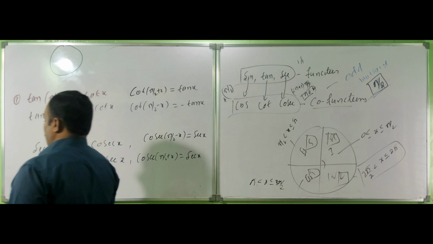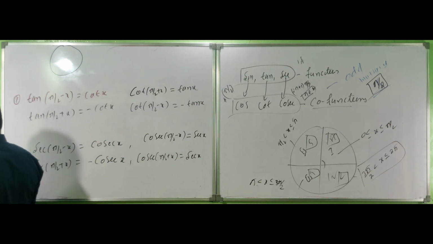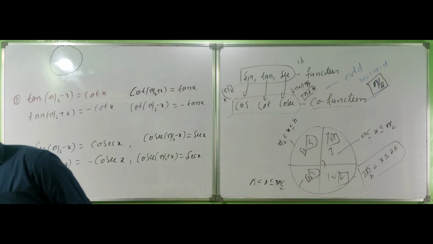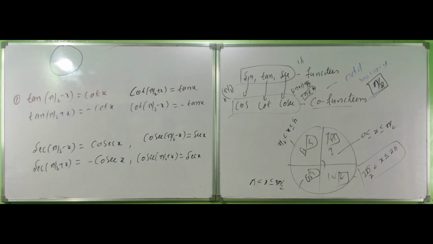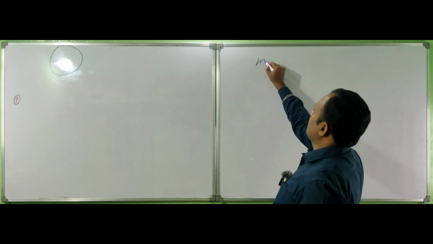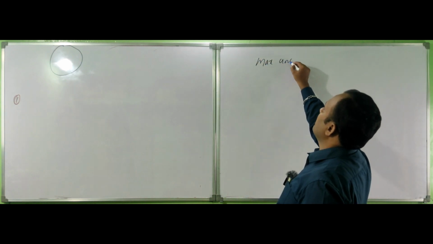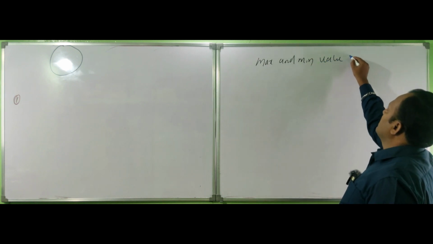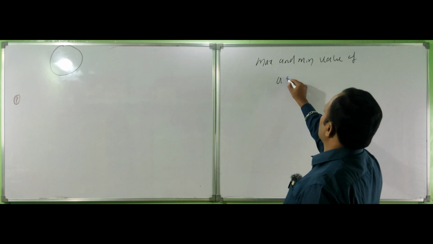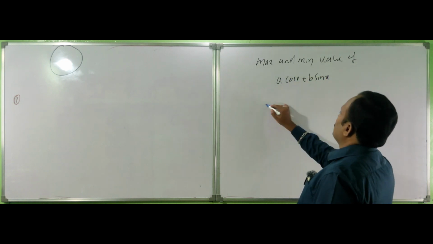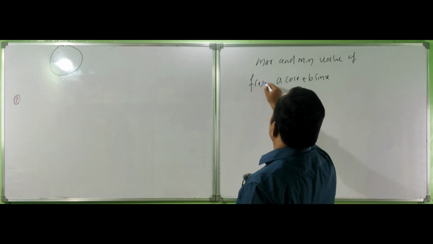One more important thing is the maximum and minimum value of a cos x plus b sin x. We will derive the condition for that one. It is a simple, small concept: the maximum and minimum value of the function a cos x plus b sin x.